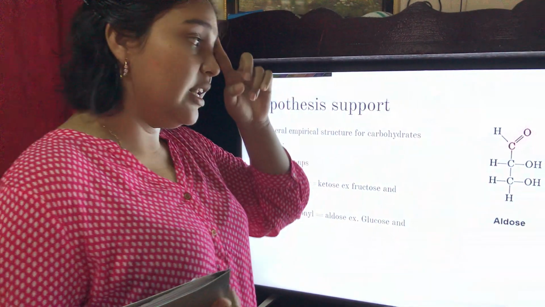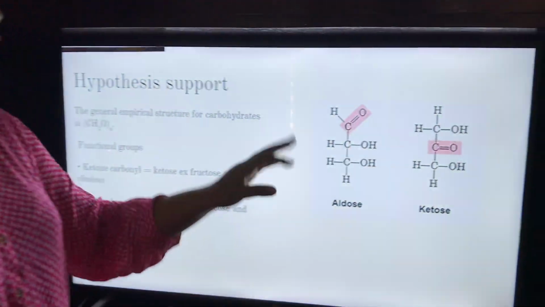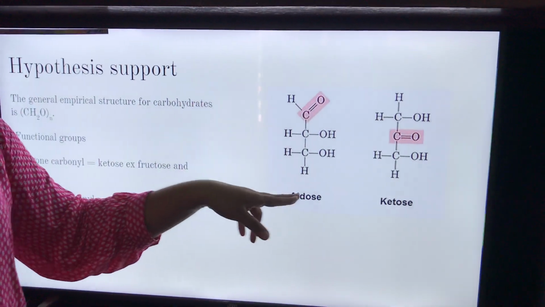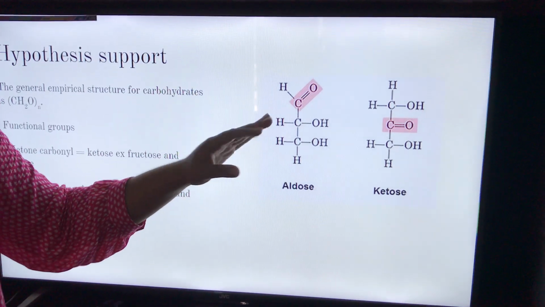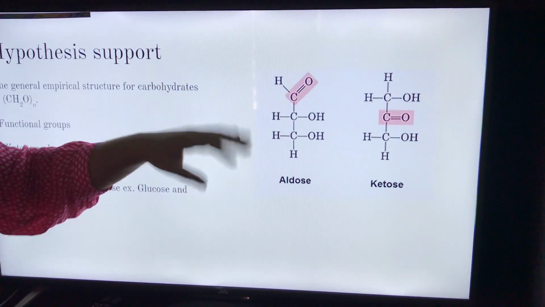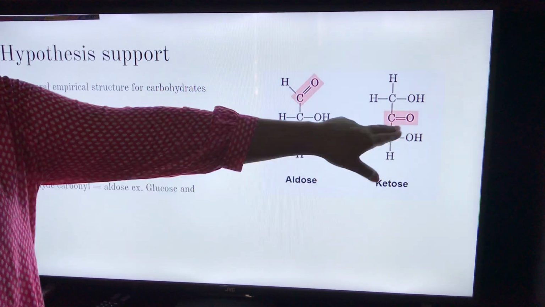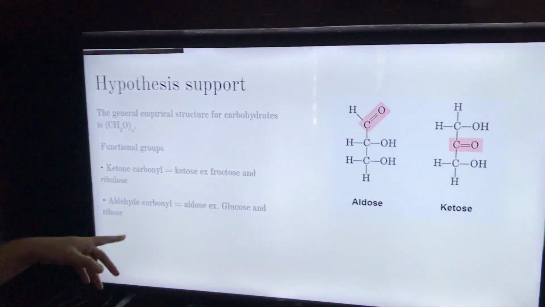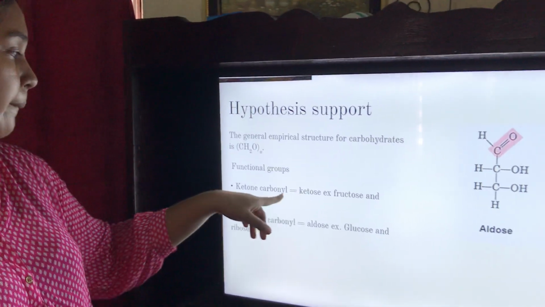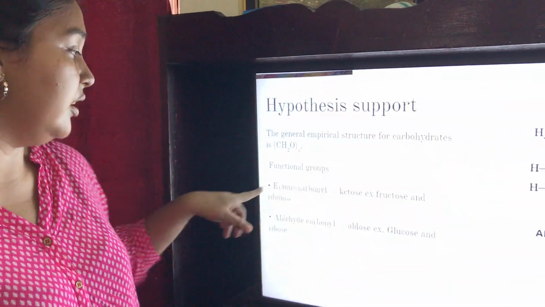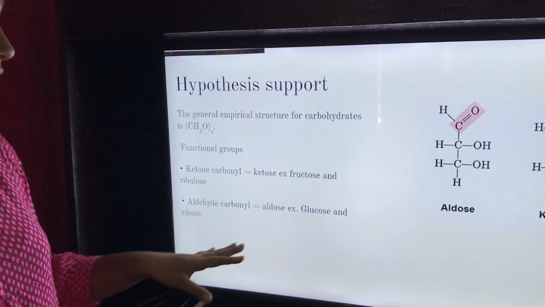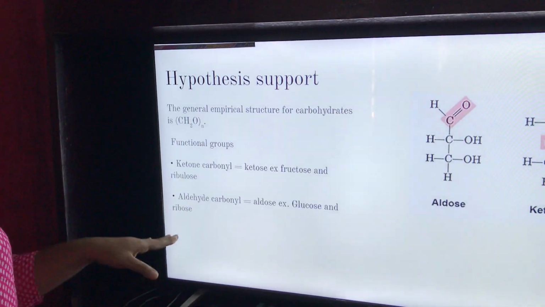So how to determine if it is an aldose or a ketose? You look at the carbonyl group. In an aldose, the carbonyl group is located towards the end of the chain structure, and within a ketose, the carbonyl group is located within the middle of the structure. Examples of ketoses are fructose and ribulose, and examples of aldoses are glucose and ribose.